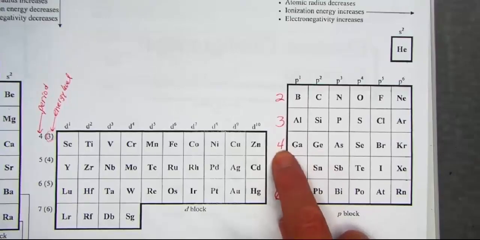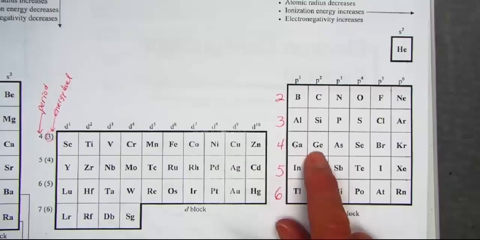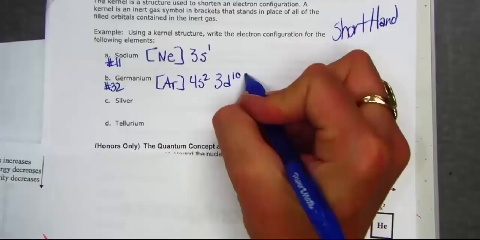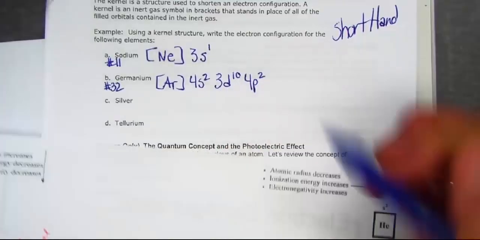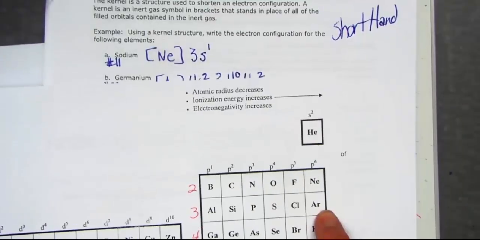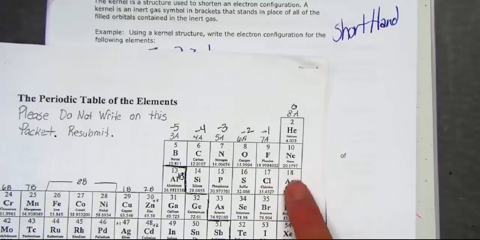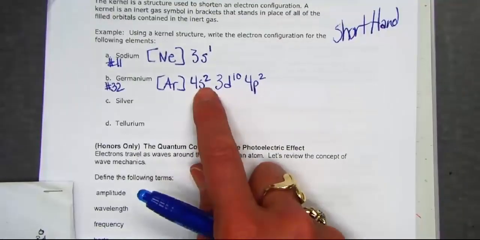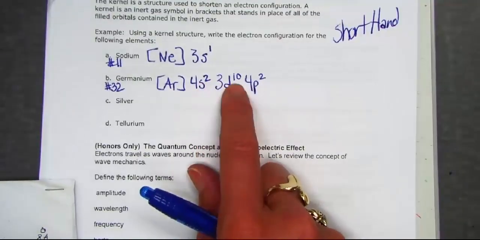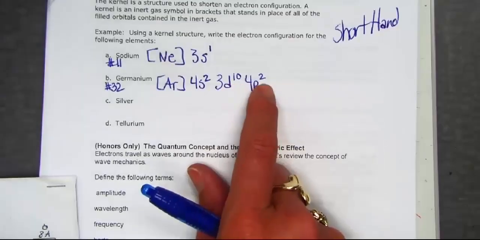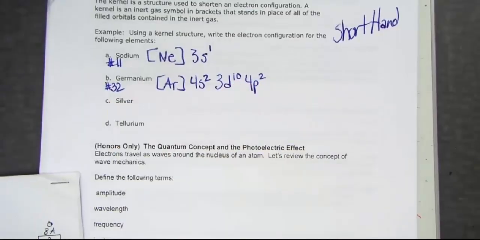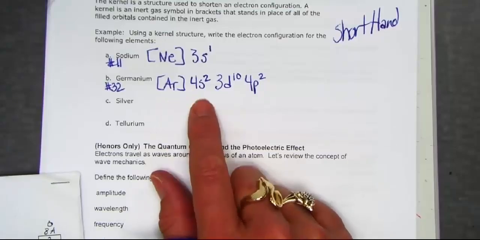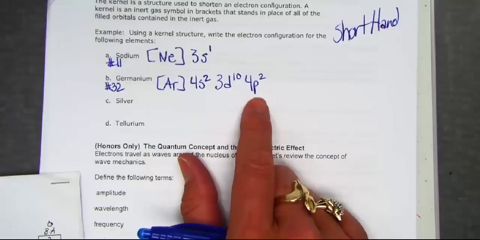Notice we go back to the 4p energy level. 2 more in there. We're going to end at 4p2. Argon in a bracket saved us from writing 18 electrons. 18 plus 2 is 20, plus 10 more is 30, plus 2 more gets me to the target of 32. Germanium's kernel structure: argon in a bracket, 4s2, 3d10, 4p2.